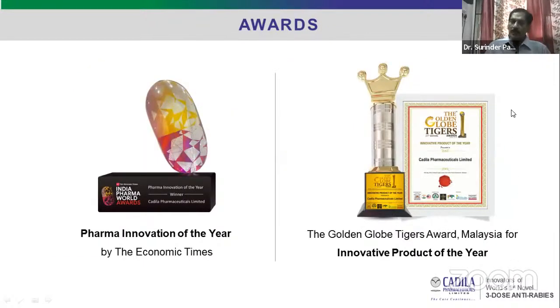Kerala Pharmaceutical got 2 awards for this research. Pharma Innovation of the Year, India Pharma World, and this photograph is there. And similarly, the Golden Globe Tiger Award was given from Malaysia for the innovative product of the year.